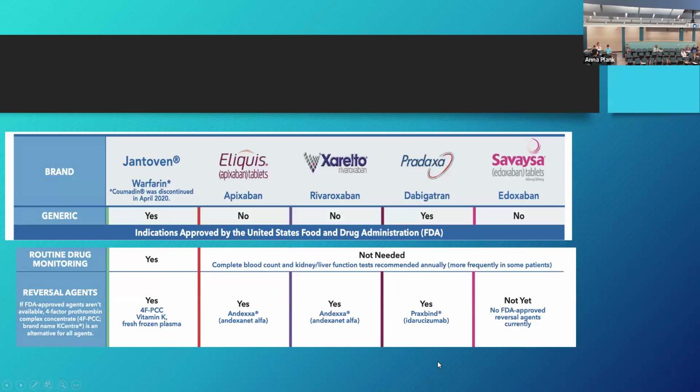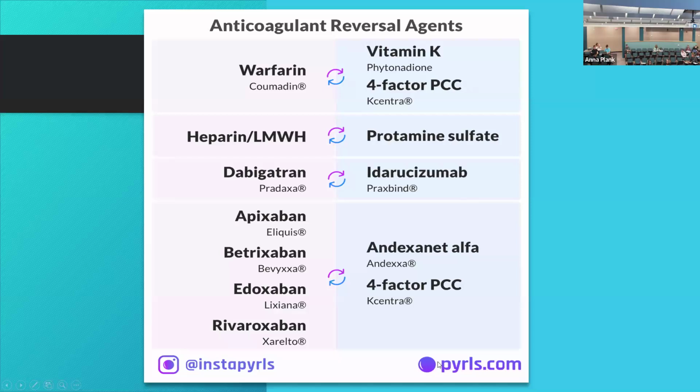The only thing I want you to look off of this slide is to look down here, and that is the reversal agents. So if you have somebody who's taking apixaban or rivaroxaban, right? We use this thing called Andexxa, which is andexanet alfa. That's our reversal agent. So that's what you need to look at. There's also something called 4-factor PCC. That is something we are starting to use more and more.